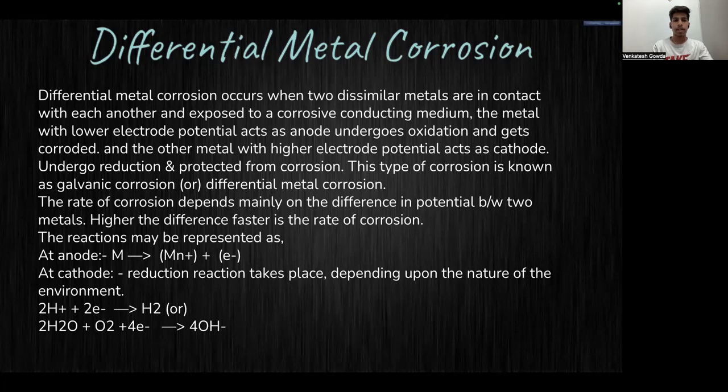The reactions may be represented as follows. At the anode, M gives M^n+ plus n electrons. At the cathode, a reduction reaction takes place depending upon the nature of the environment. So we can look at the reactions.